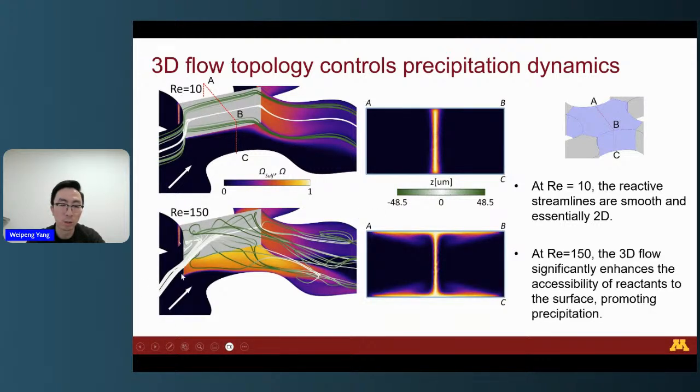For high Reynolds number, you can see that there's a dramatic change in the streamline topology. The streamline is three-dimensional. It comes from the center of the channel, and then they divert after they hit the mixing interface, and then they travel along the top and bottom surface. From the cross section, we can see that because of this kind of unique flow topology, it brings the supersaturation to the top and bottom surface. That's why it leads to very significantly enhanced precipitation occurring almost at the entire intersection.